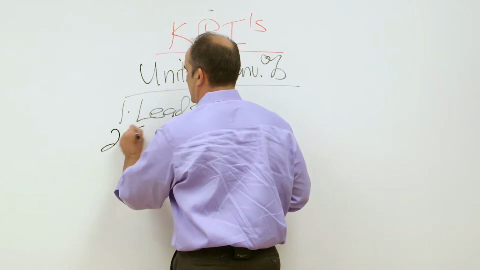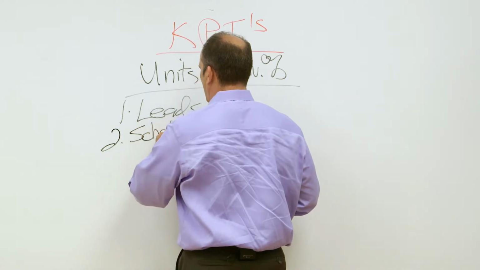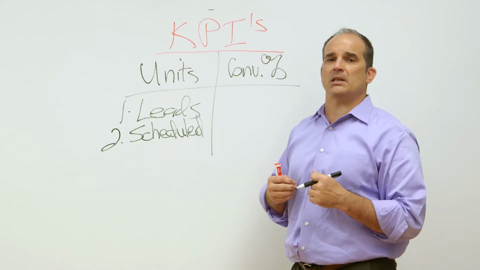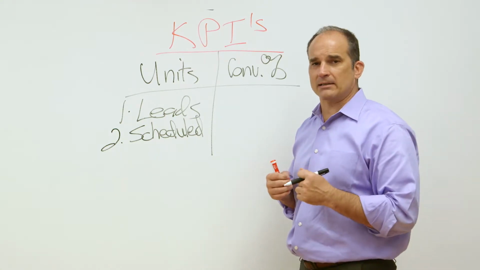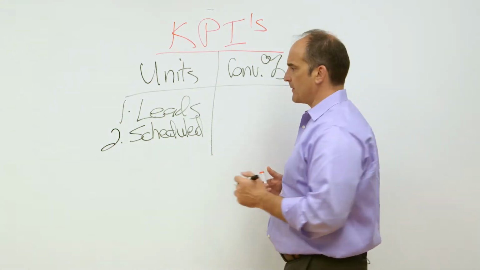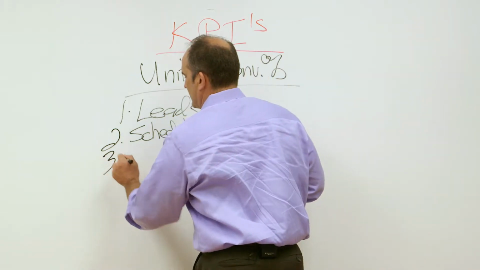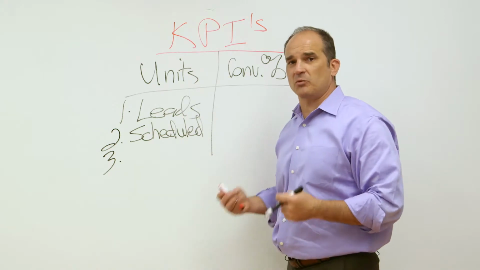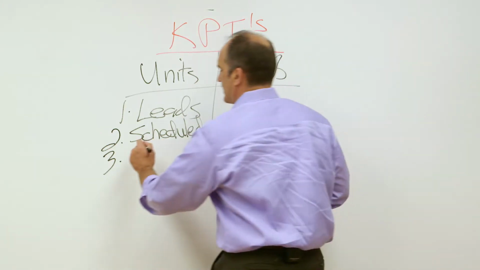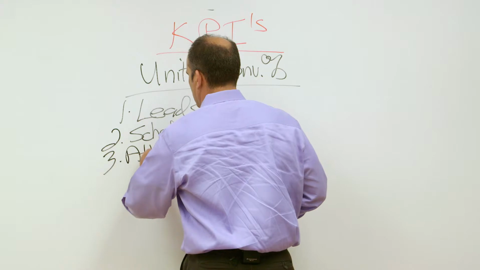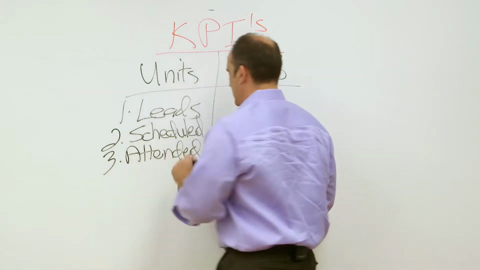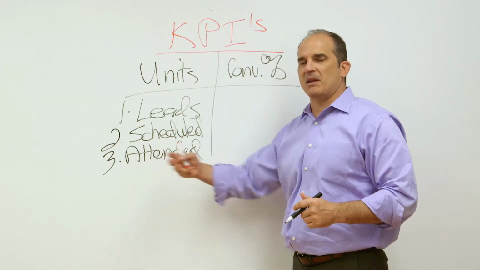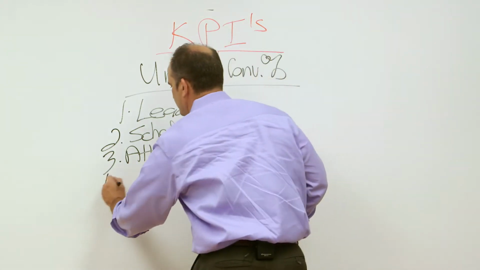Second thing I need to understand is how many of them scheduled. How many of those people scheduled an appointment to come in and see me or my practice at some date in the future? Third thing I want to understand is how many of those people attended. Of the people that scheduled with my practice, how many attended their appointment? And then obviously from attended, you want to know how many purchased. How many spent money with you on a procedure or service?